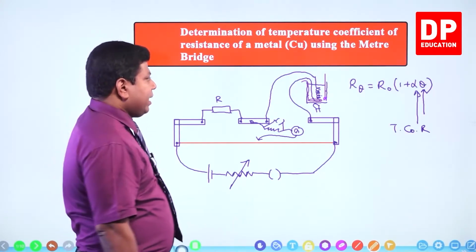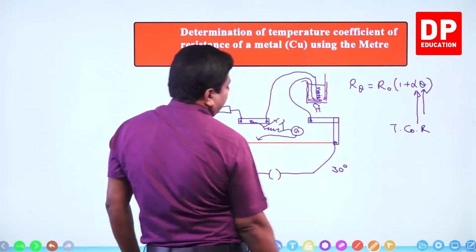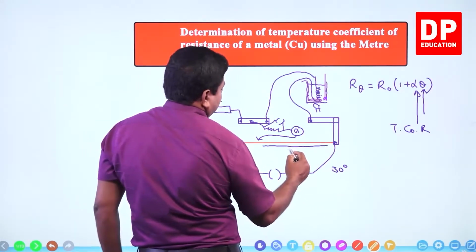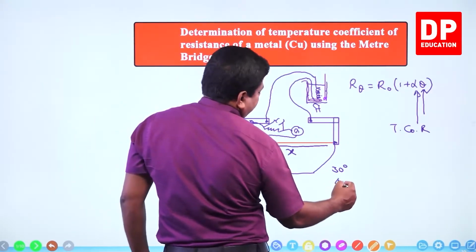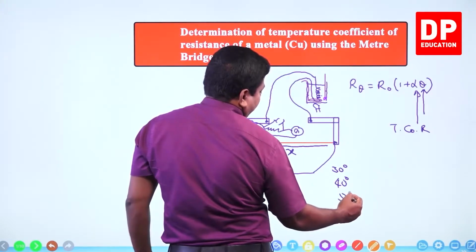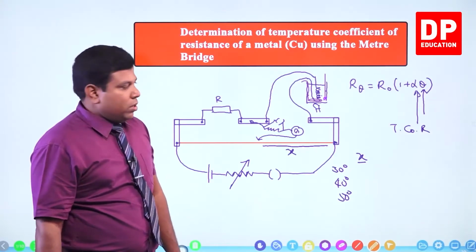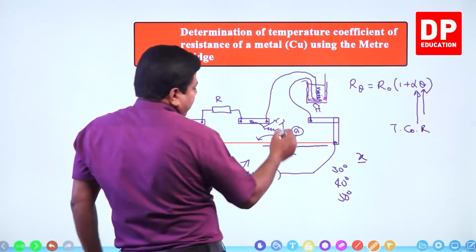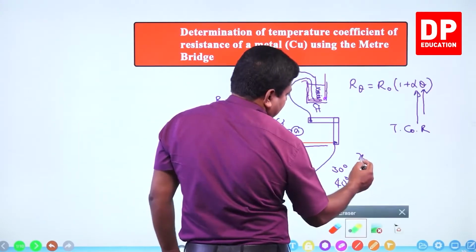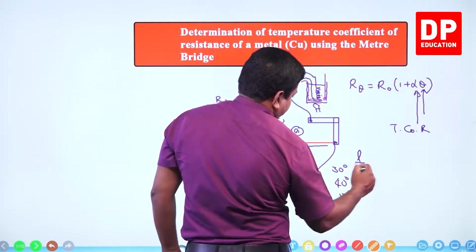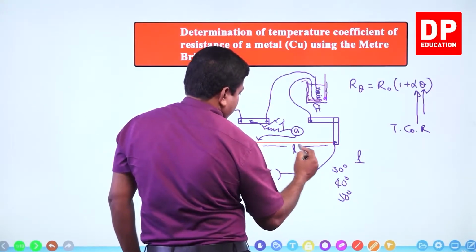So, now what we do, let us say at room temperature, 30 degrees, you measure this distance x. Then at 40 degrees it will be a different distance, at 50 degrees a different distance. Measure the x, measure the x. All we can say, if I call this R naught and this R, x, so L, let us say L.